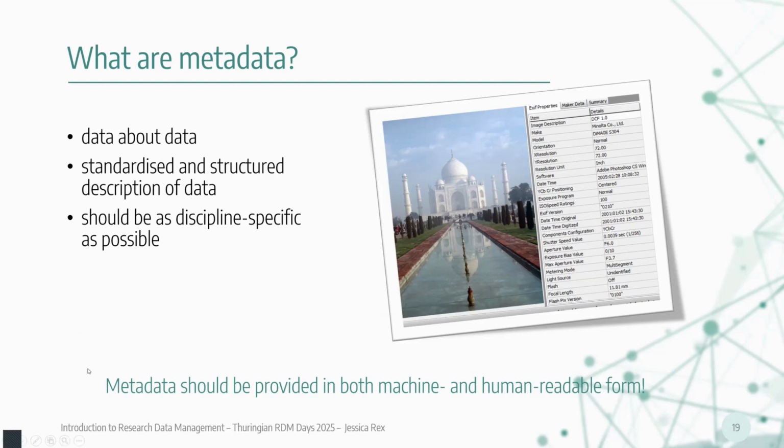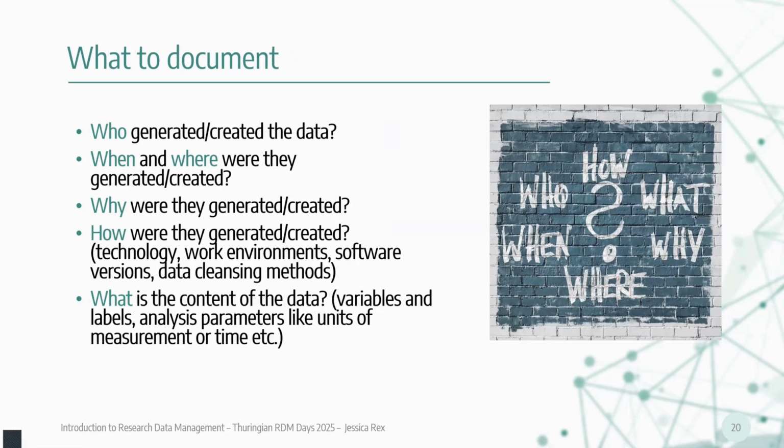Now, we've talked a little bit about what metadata and data documentation are. Now I want to talk a little bit about what you should be documenting. Generally, it's all the W questions with one H question thrown in there. Basically, you want to go with who, when, where, why, what, how. Who generated or created the data? When and where were they generated or created? Why were they generated or created? How were they generated or created? That means which technology did you use, which work environments, software versions, and data cleansing methods. And then also, what is the content of the data? Any variables and labels that you might have, and analysis parameters like units of measurement or time, etc., should also be documented. So that's one thing about what to document.